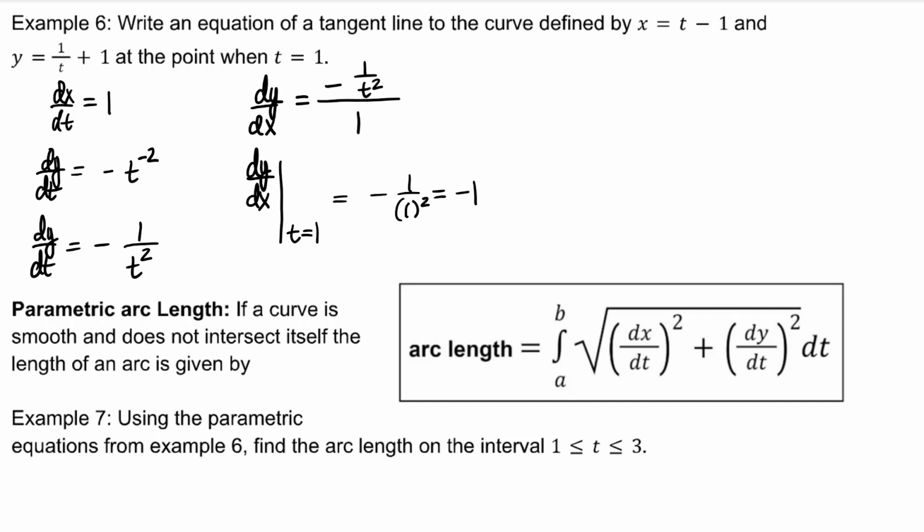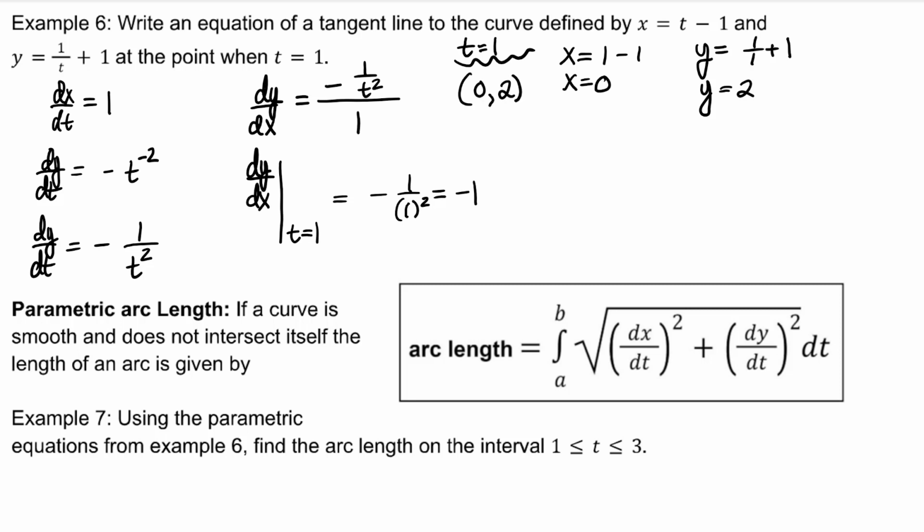When t is equal to 1, what are x and y? So when t is 1, our xy coordinate is 0, 2. And when the slope, evaluated at t equals 1, is negative 1, now I have a point and a slope for my tangent line. We've already learned an arc length formula for rectangular equations, but what about parametric?